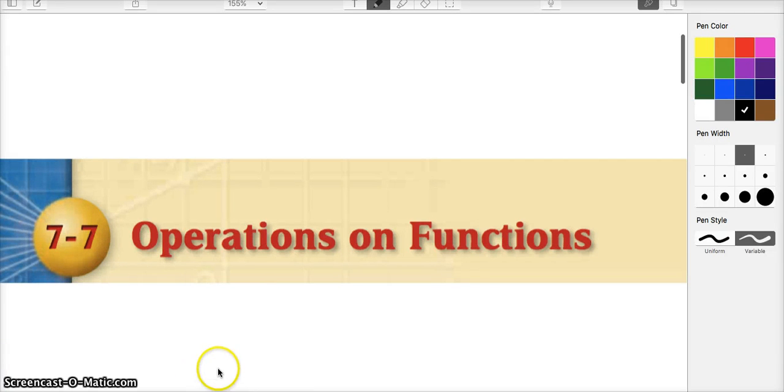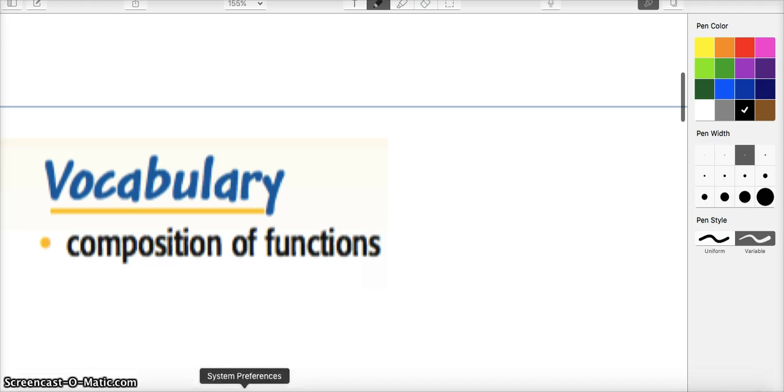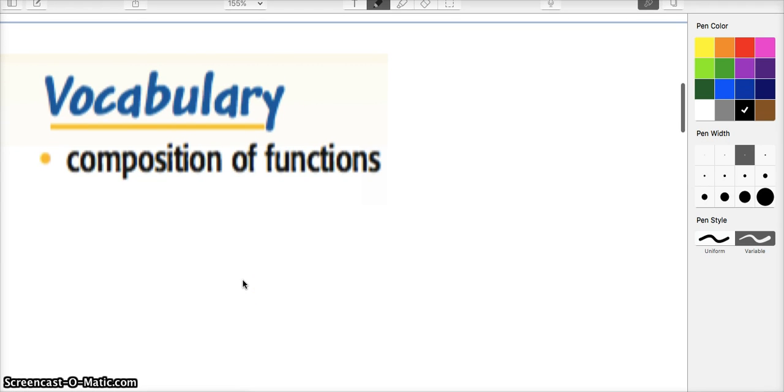Hey, Algebra 2, we're in section 7.7 and we're going to be talking about operations on functions. So we have one vocabulary phrase, and that's composition of functions.